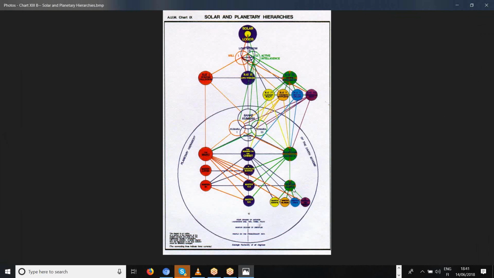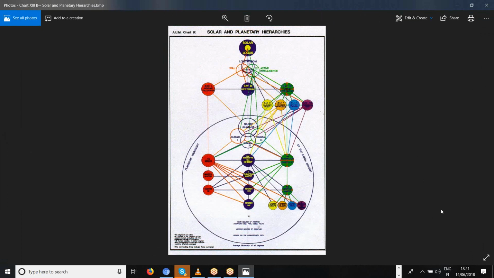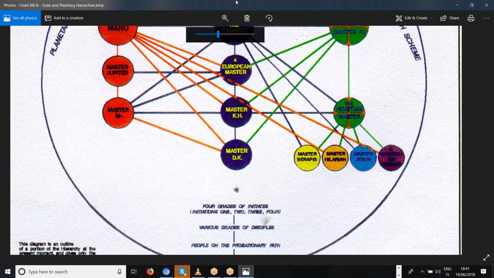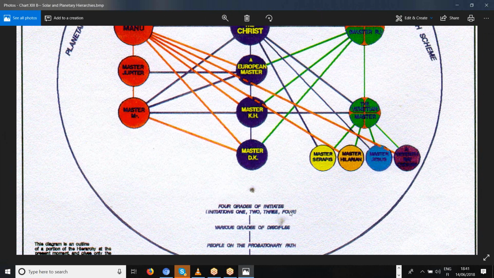Yeah. So if you really look here, you see the 4 grades of initiates, 1, 2, 3, and 4. There they are below the hierarchy. And initiates 1 and 2 are probationary. You become a disciple on Sirius at initiation 3, and at initiation 5 you become a first degree initiate in relation to Sirius. So 2 corresponds with 4, and 1 corresponds with 3.